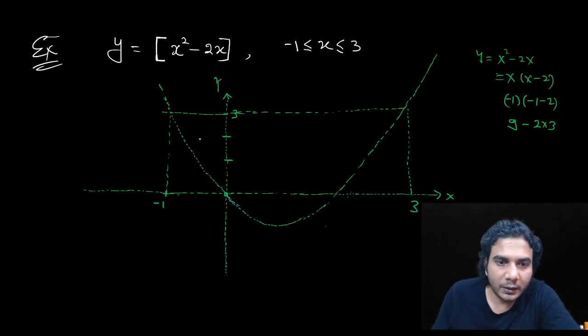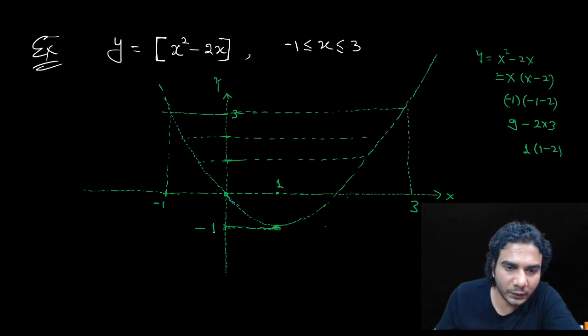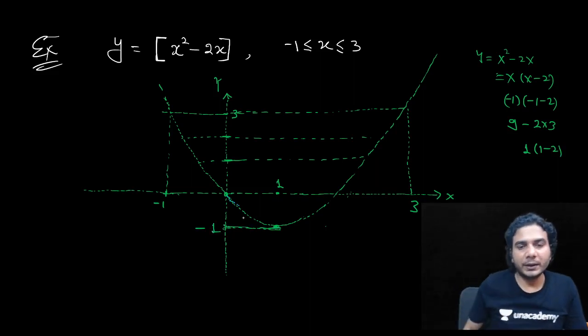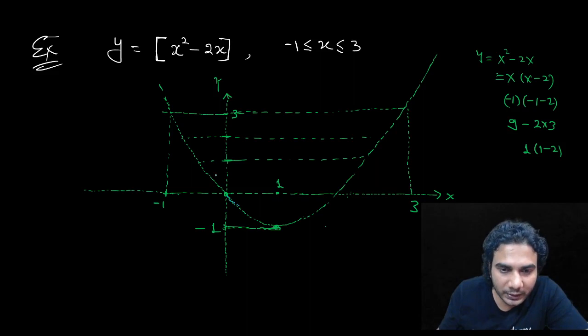Now, what are these points where this function is equal to 2 and 1? And what is this point, the vertex? First, let's figure it out. So, at x is equal to 1, you put 1, so 1 into 1 minus 2, so it is exactly minus 1. Okay, so that means we don't need to go below this. So this works perfectly, minus 1 to 0. So this graph, which is below x-axis, is actually lying between minus 1 and 0. So that's perfect. Greatest integer of this part will be minus 1 only, right? Greatest integer of this part I'm talking about will be minus 1, only minus 1.